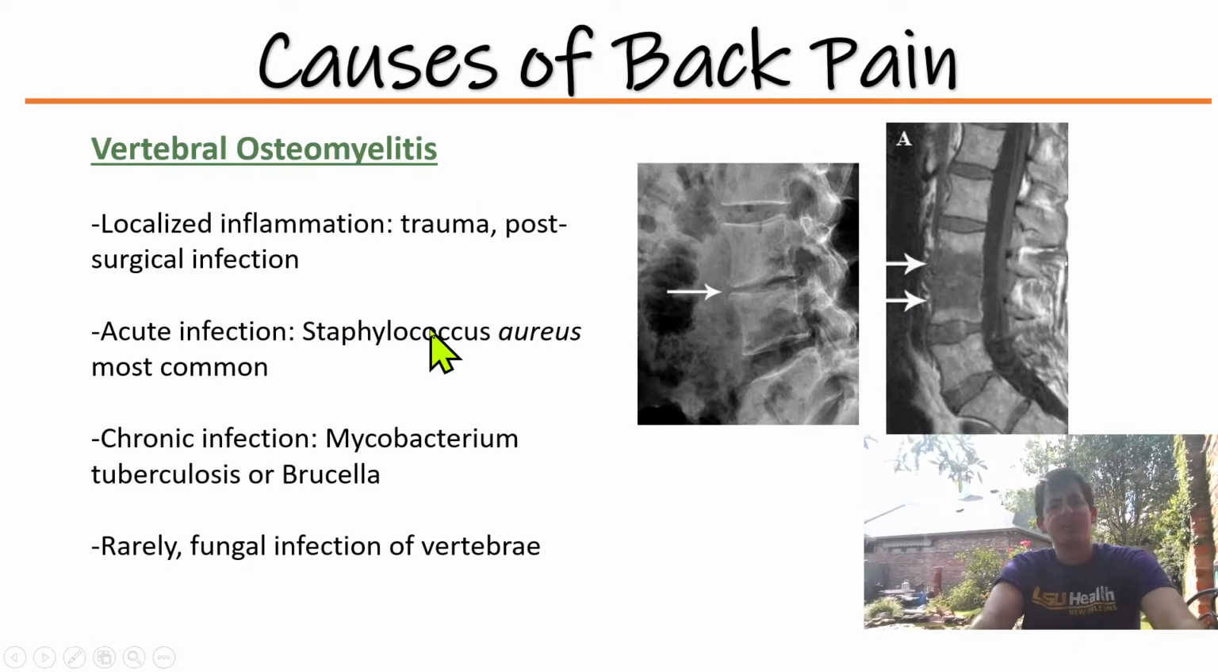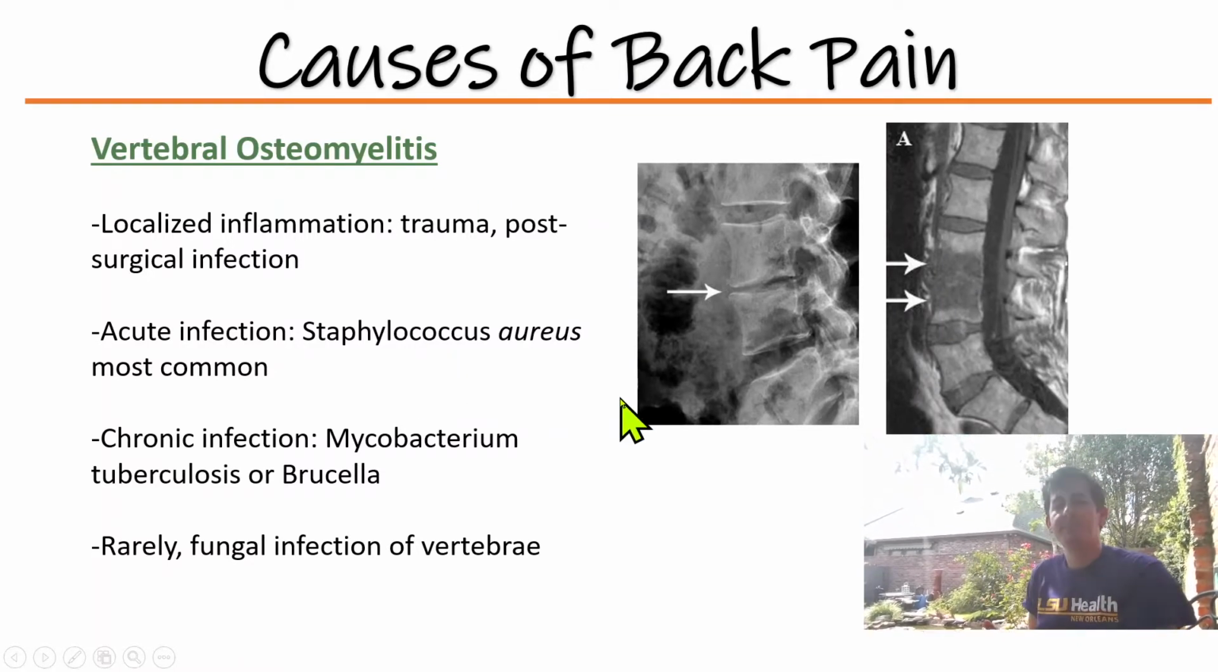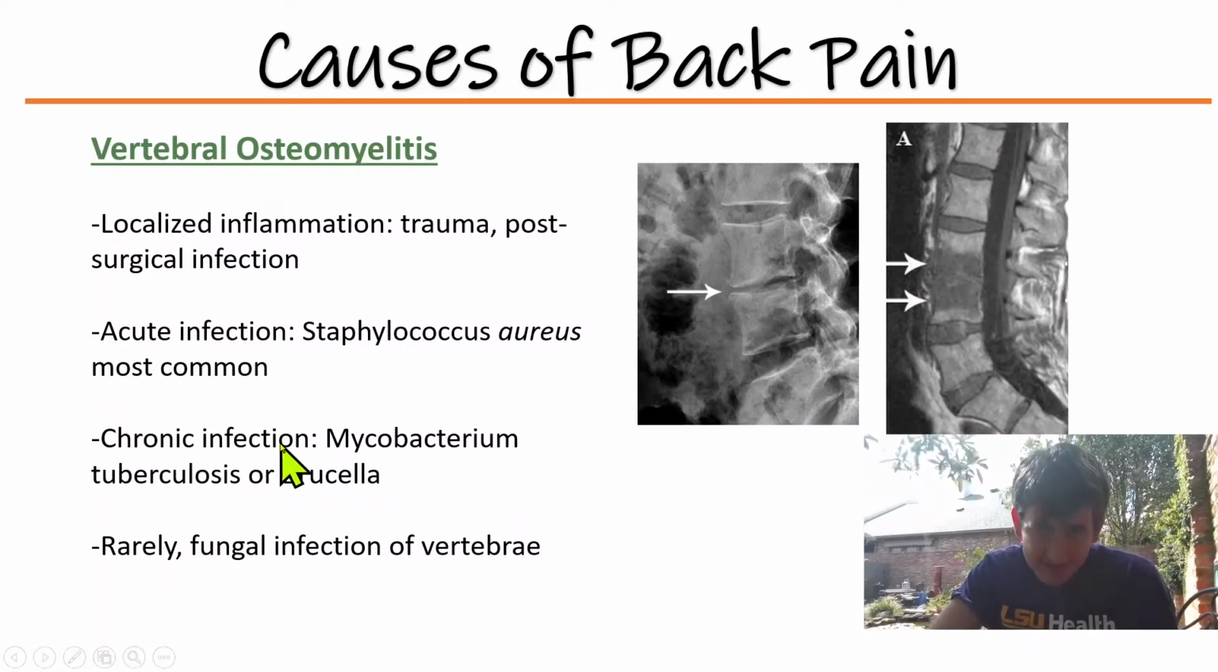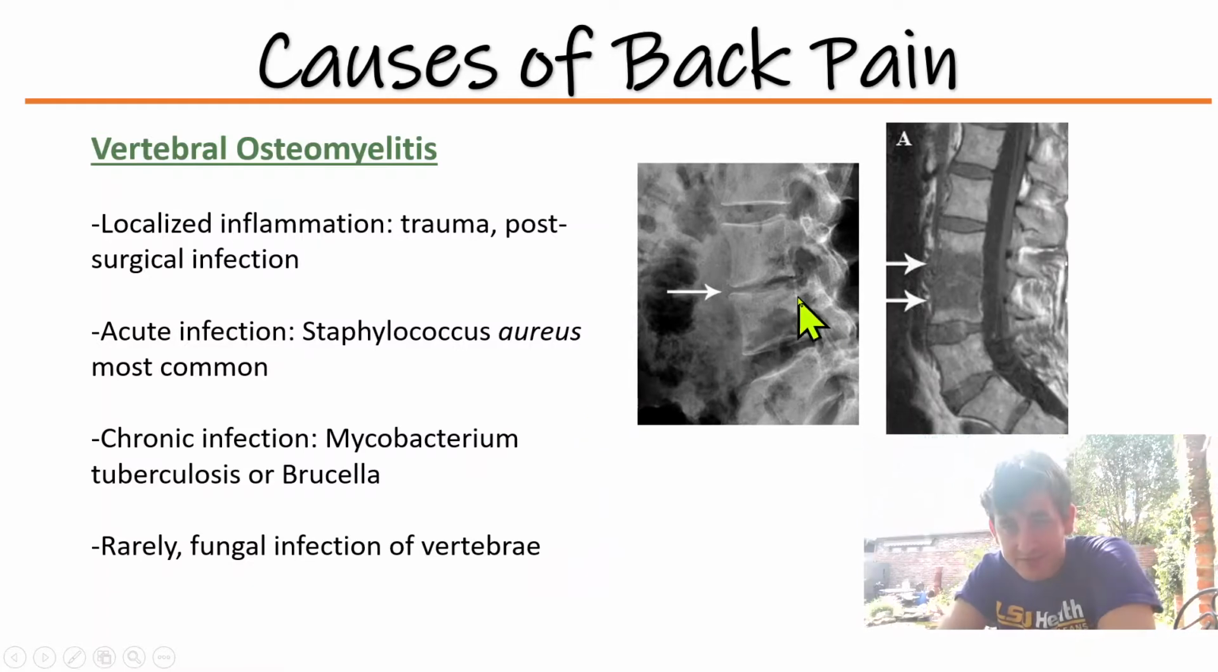So how does this occur? Localized trauma, inflammation, post-surgical infection, acute infection. Staphylococcus aureus is the most common bacteria that can do this. And usually these are spread from the bloodstream. Also chronic infections of osteomyelitis can be seen in tuberculosis and brucella, and more rarely you can see a fungal osteomyelitis of the vertebrae. So here's MRI, X-ray.